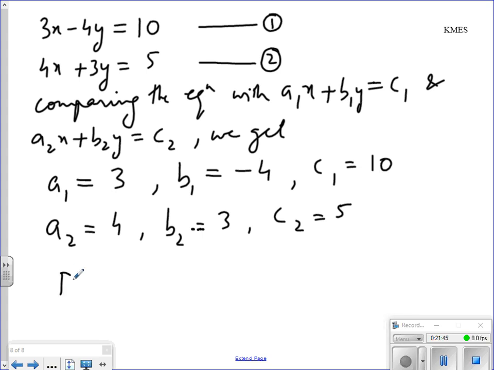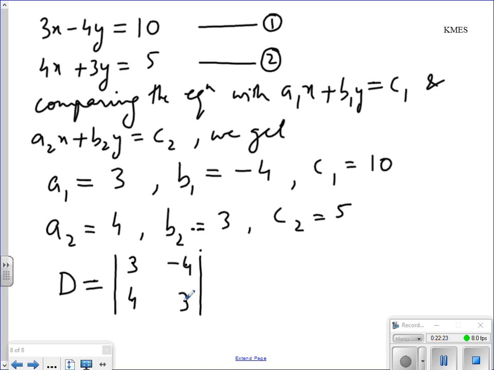The first determinant is D. Now where is this determinant? We'll get this determinant by writing a1, b1 and a2, b2 in the determinant. That is 3, minus 4, 4, 3. This is our determinant D. How did we get this determinant? That is A1, B1, A2, B2.